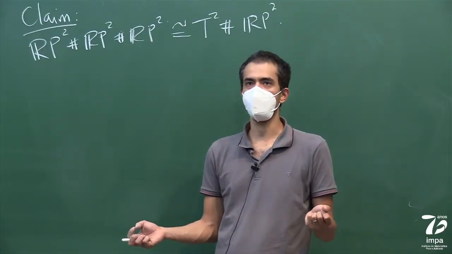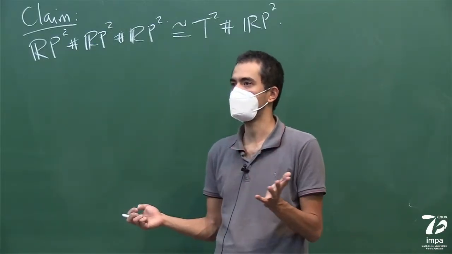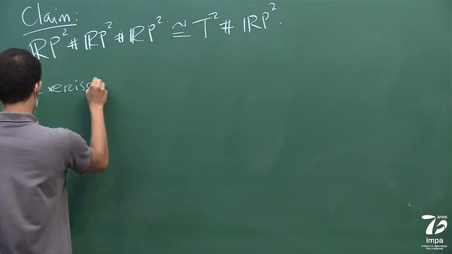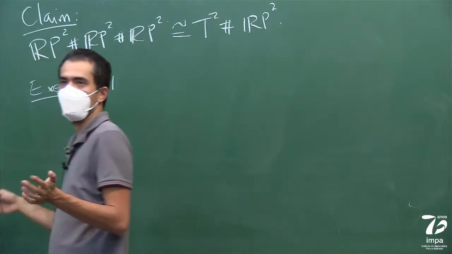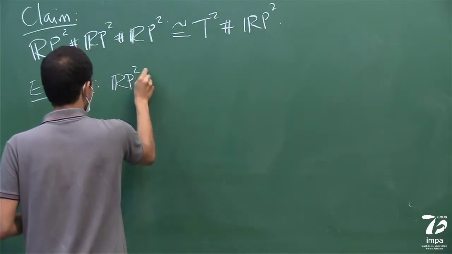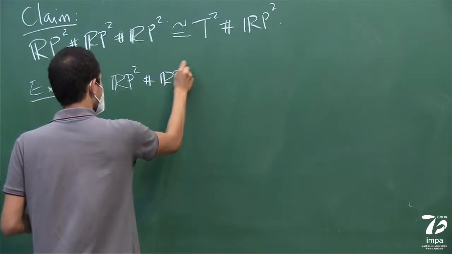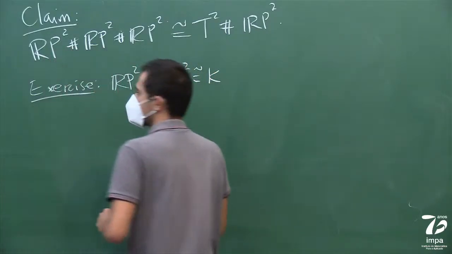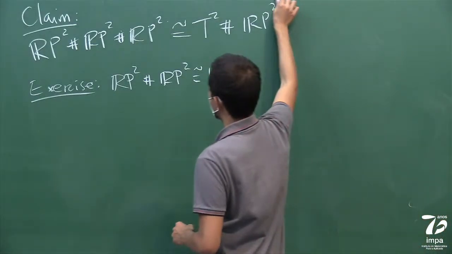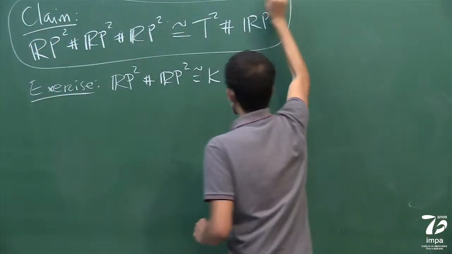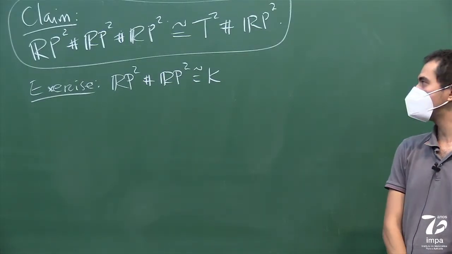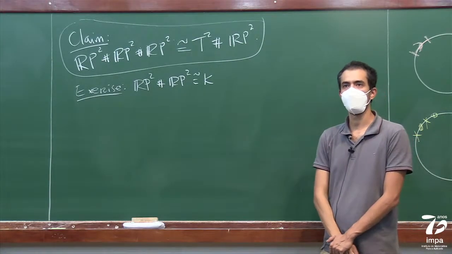Okay, I guess I won't prove that. That's an exercise. A very simple exercise, and you don't even need Morse theory for that. Just that if you glue 2 RP2s, that's a Klein bottle. But the claim that I want to prove is this one. This one is not trivial. And this one you can basically prove with handle slides.